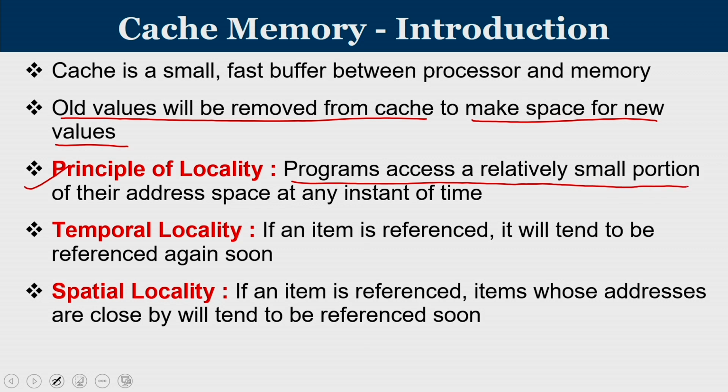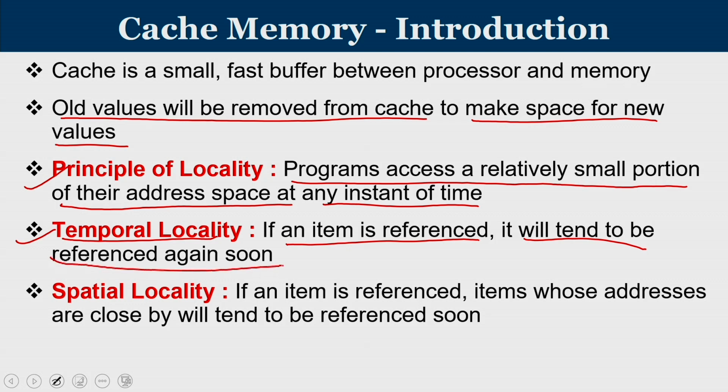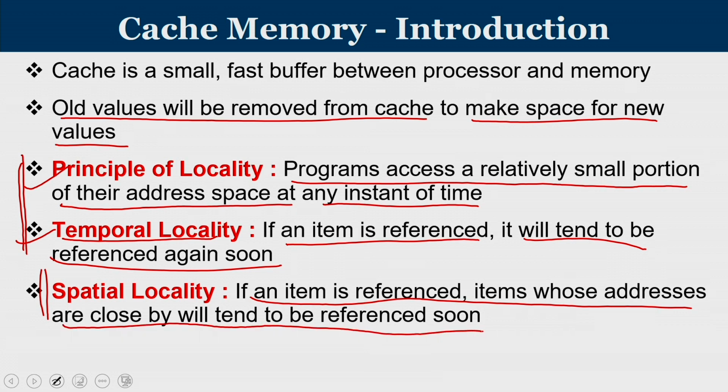Programs access a relatively small portion of their address space at any instant of time. And what about temporal locality? If an item is referenced, it will tend to be referenced again soon. That is basically the idea of temporal locality. And then we have spatial locality. If an item is referenced, the items whose addresses are close by will tend to be referenced soon.